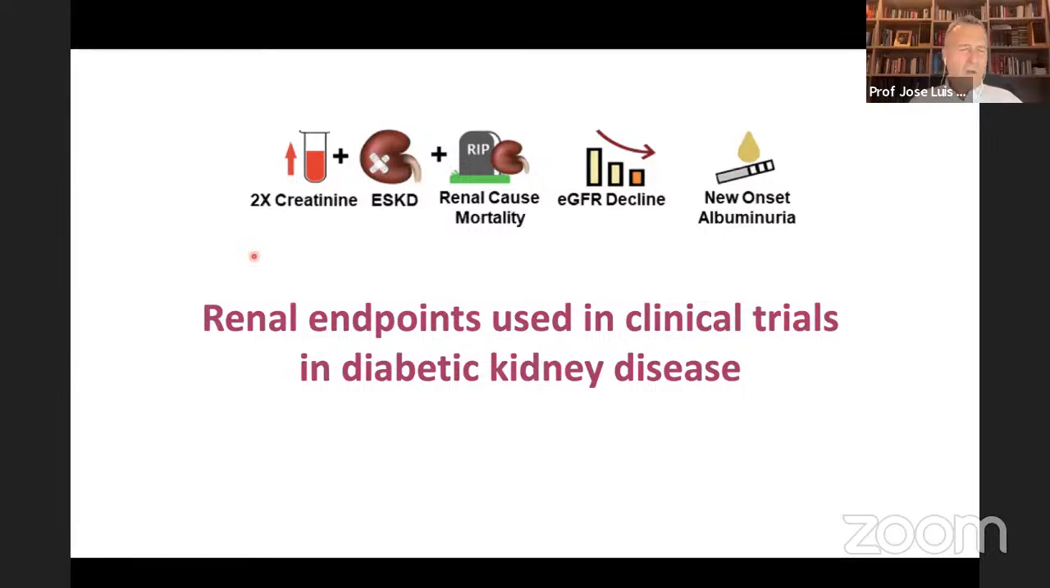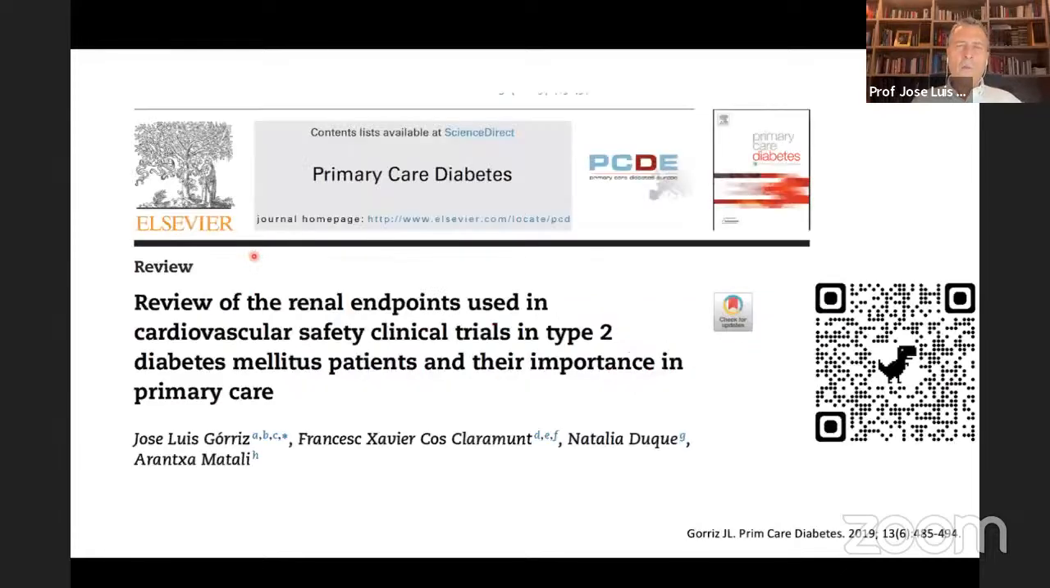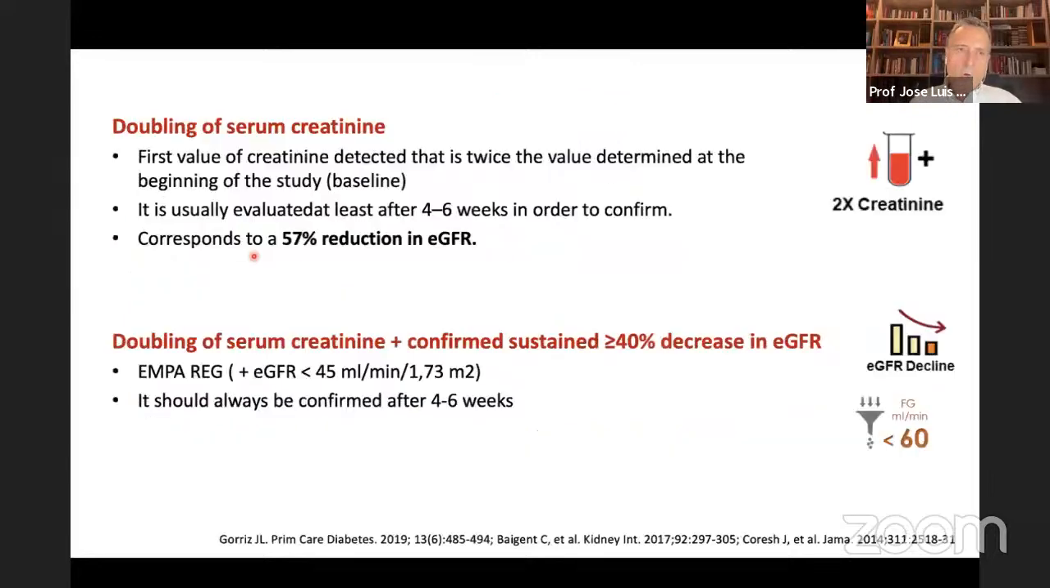Because in most clinical trials, we are seeing doubling serum creatinine, renal death. What does it mean? I tried to summarize. This is a paper published some years ago explaining all the renal endpoints used in these clinical trials. The paper is very specific in explaining. We can access it with this QR code.